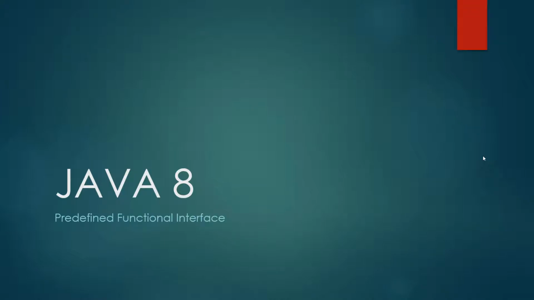Welcome back. In the previous video, we talked about an interface where we can carry any number of default methods, any number of static methods, but only one abstract method. Those types of interfaces are known as functional interfaces. In this video, we are going to talk about some predefined functional interfaces which were introduced in Java 8 to ease our work. So let's start.